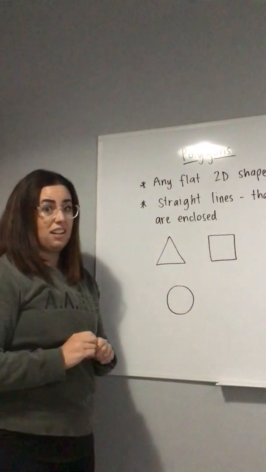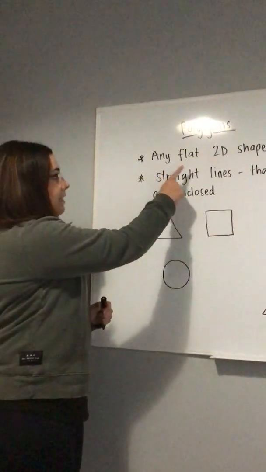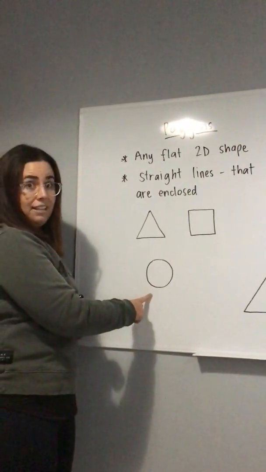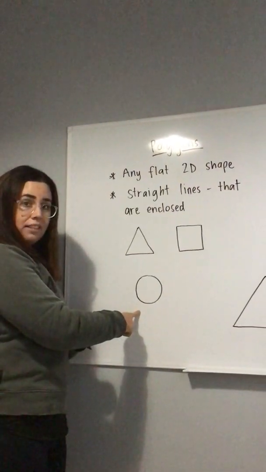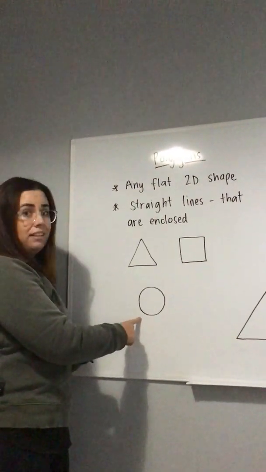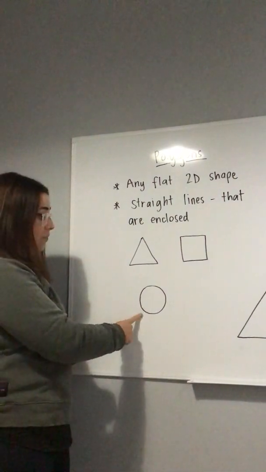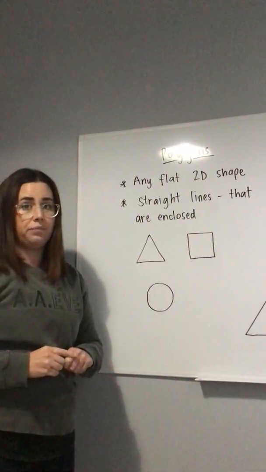This, on the other hand, a circle. Is it a 2D shape? Yes. Is it flat? Yeah. Does it have straight lines? No, it doesn't. It doesn't have straight lines. Therefore, a circle is not a polygon.